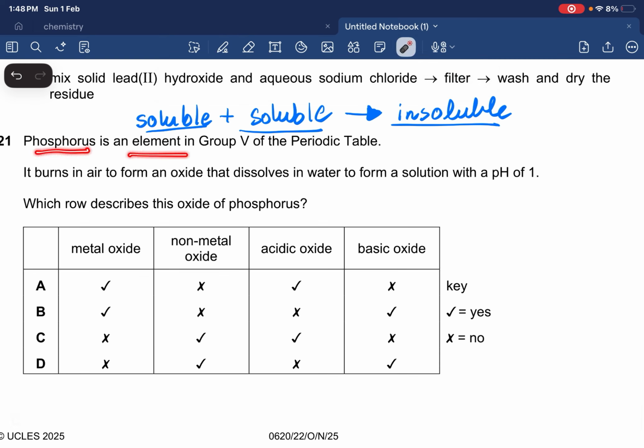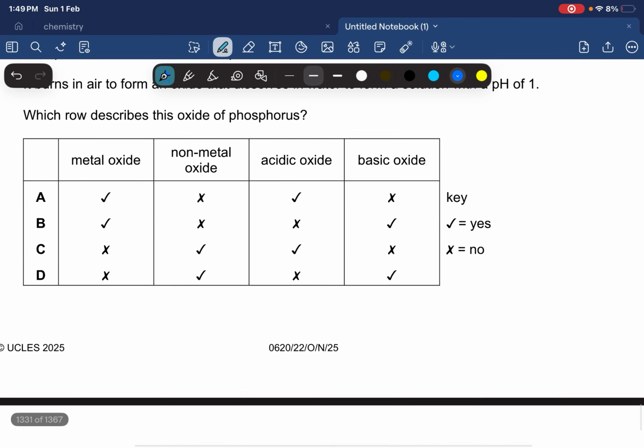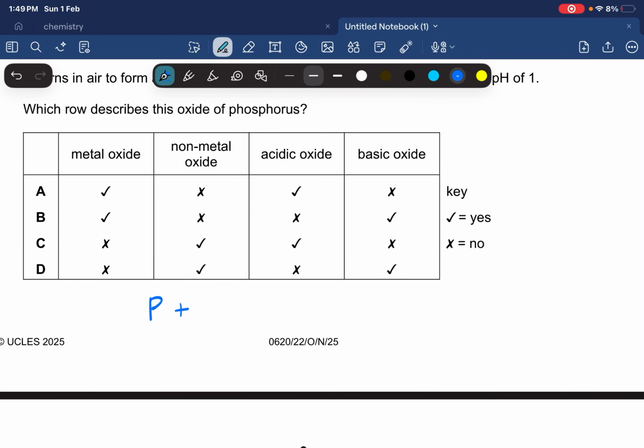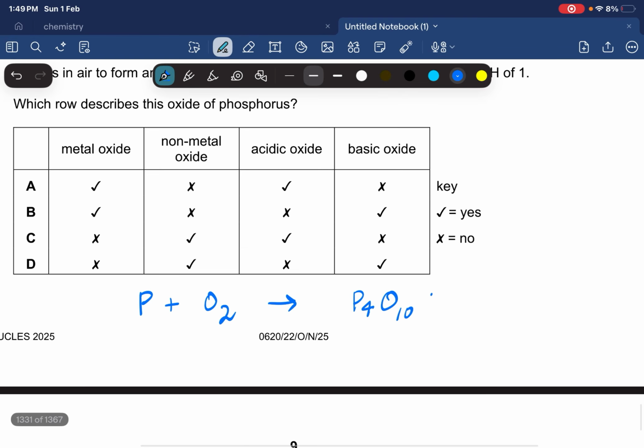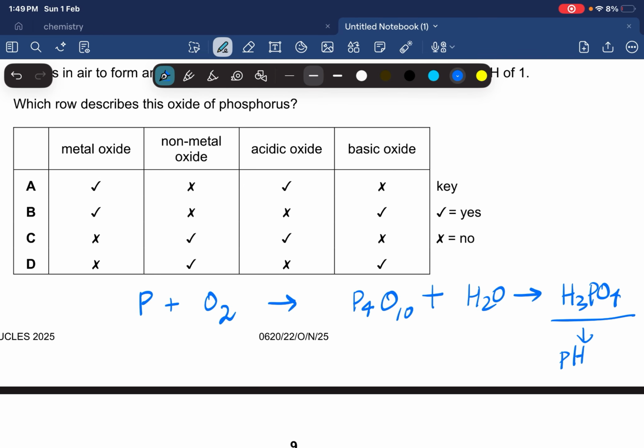Phosphorus is an element in group 5 of the periodic table. It burns in air to form an oxide that dissolves in water to form a solution of pH 1. Okay, what they're trying to say is that your phosphorus is going to burn in oxygen to form an oxide, which is something like this. You don't need to remember the formula, just a random oxide. And this oxide is going to react with water to give you a solution which has a pH of 1, right? You don't need to know these reactions, you just need to know that when you have pH 1, that means you're forming an acidic solution.